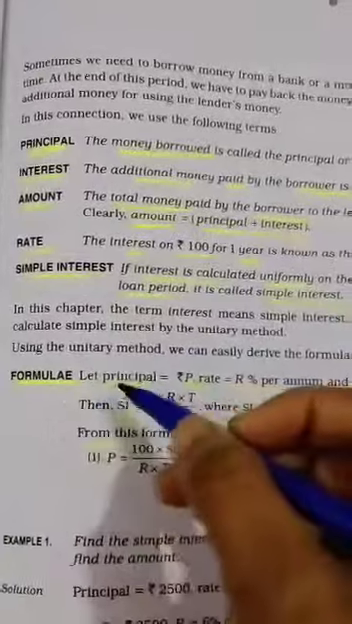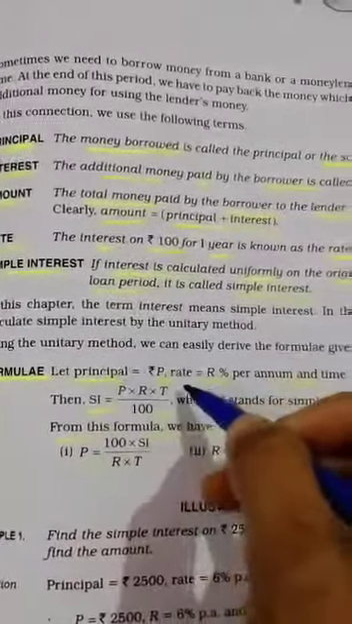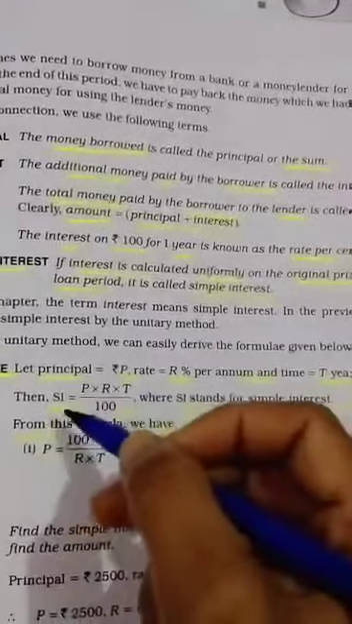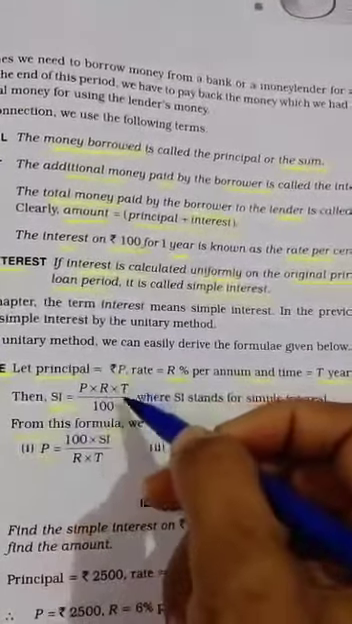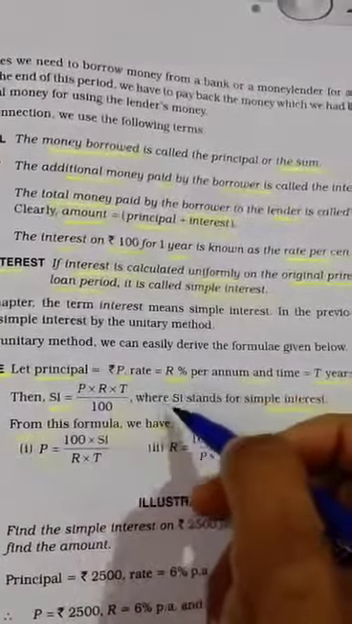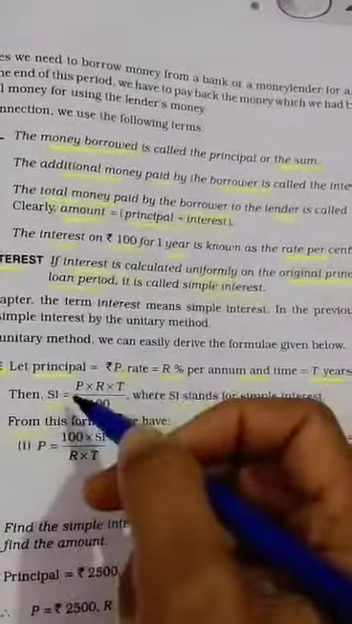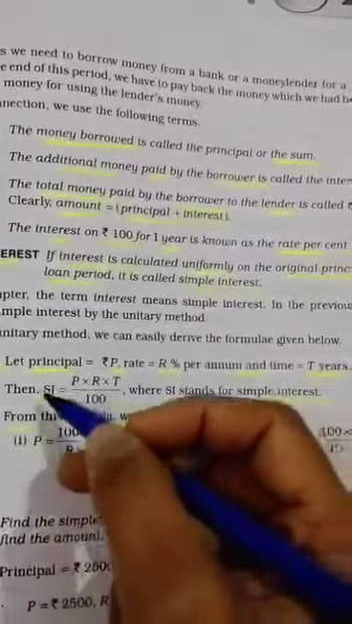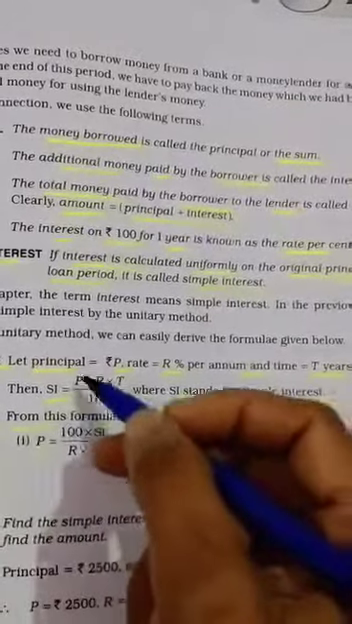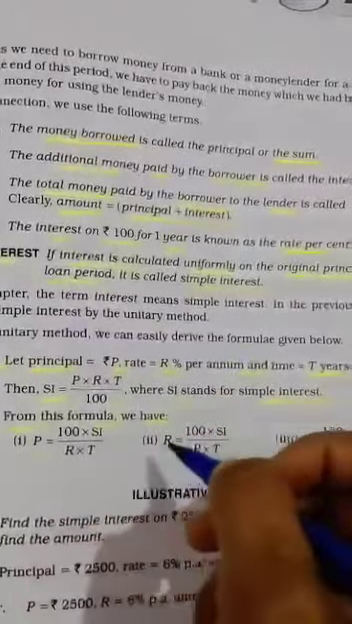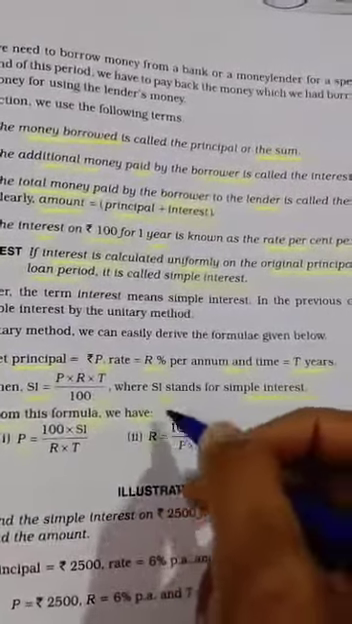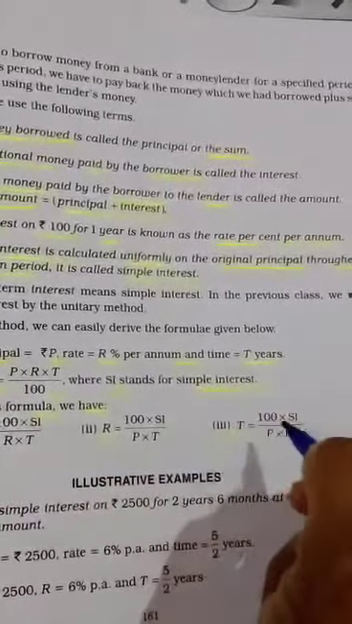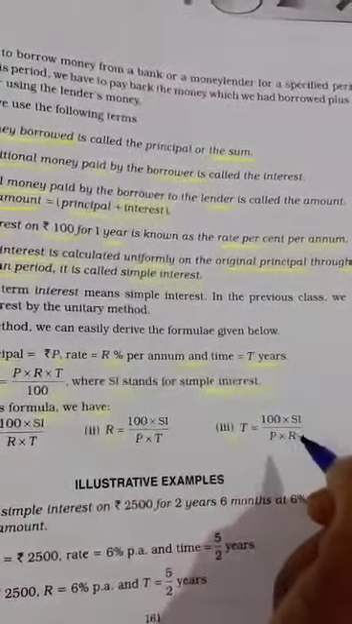Now some formulae. Let principal be rupees P, rate is R% per annum, time is T years. Then SI equals P into R into T upon 100, where SI stands for simple interest. From this formula, for finding P, simple interest multiplied by 100 upon R into T. For finding R, 100 into SI upon P into T. For finding T, 100 into SI upon P into R.